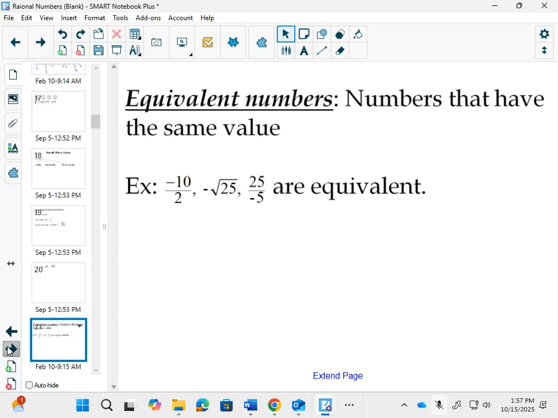-10 over 2 is -5, because 10 divided by 2 is 5, but a negative divided by a positive is a negative. The square root of 25 is looking for what times what is 25? 5. That's 5, but there was a negative in front. It's -5. And 25 divided by -5, well, 25 divided by 5 is 5. Positive divided by negative is -5. So since all three of those are -5, we would say those numbers are equivalent.